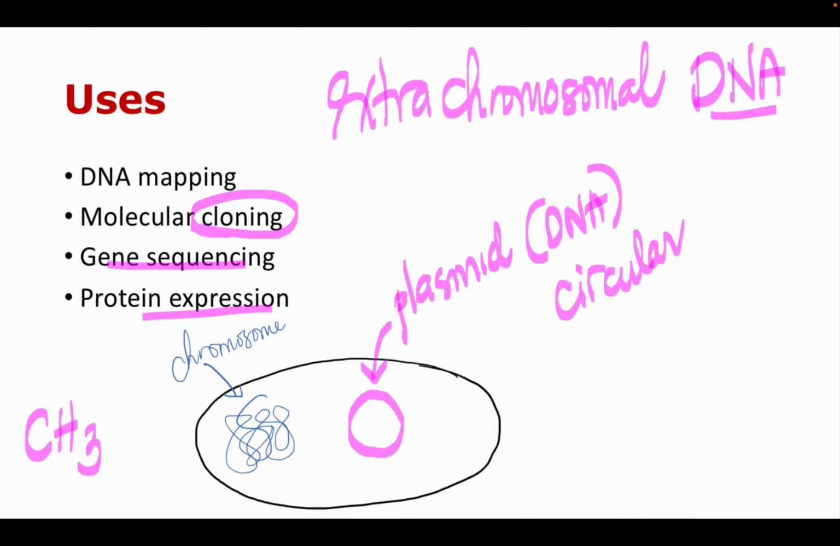Another question. Is a plasmid usually single-stranded or double-stranded DNA? Plasmids are usually double-stranded, circular, extrachromosomal DNA. So that's why you also have the pairings of the nitrogen bases there.